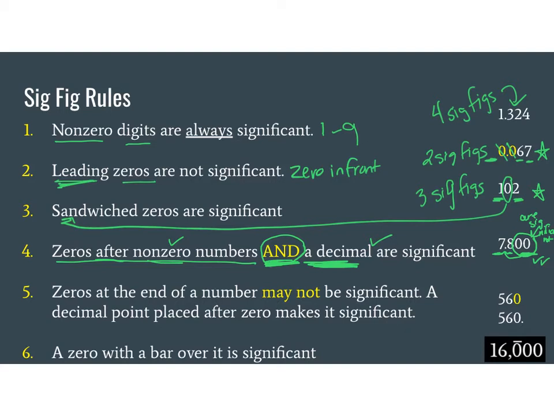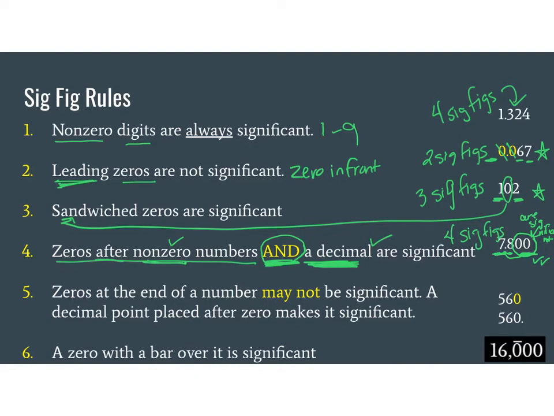But when I look then, the 7 and the 8 are significant because of Rule 1. And the two zeros are also significant because they are after a non-zero number, the 7 and the 8, and a decimal's in front of them. So this has 4 Sig Figs.